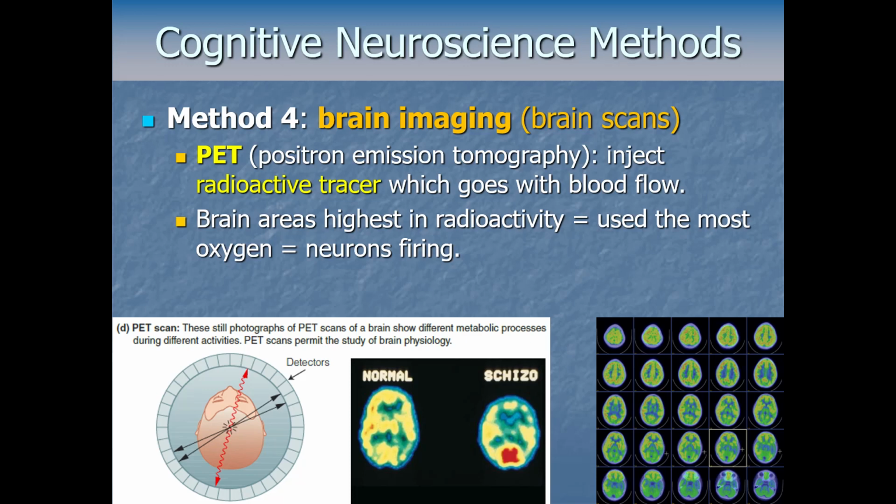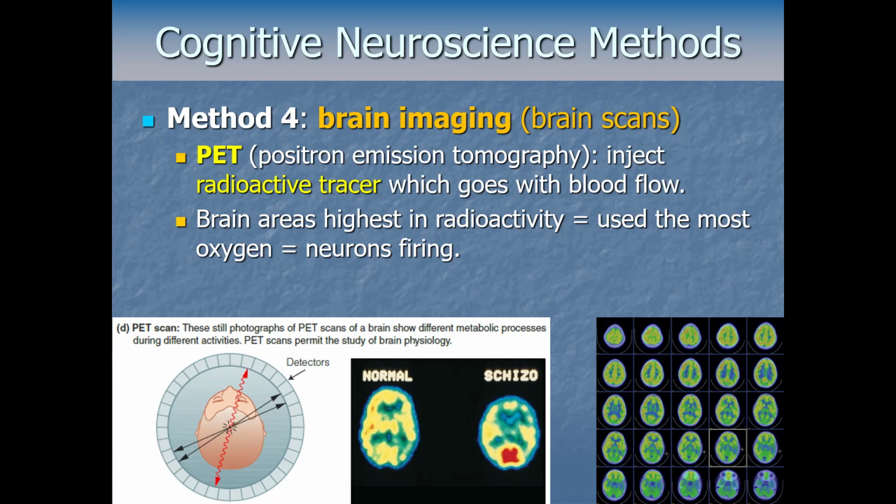So if we inject the tracer and then have someone do a bunch of math problems, it's a cognitive task, right? Do a bunch of math problems, we can figure out what areas of the brain are involved during mathematical problem solving. We could also compare one type of subject to another using this method, like comparing male brains to female brains during math or during language or during perceptual cognitive tasks, or comparing those with a disorder like schizophrenia or depression to control participants.